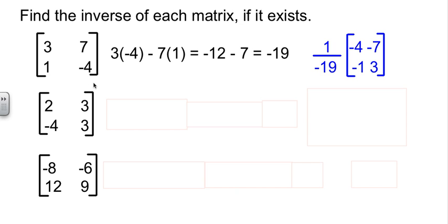So the -4 and the 3 switch places and switch these signs. And presto, we have an inverse matrix. If you want to, you can distribute this -1/19 into these, and then you would have 4/19, 7/19, 1/19, -3/19. You can do that, that's fine.